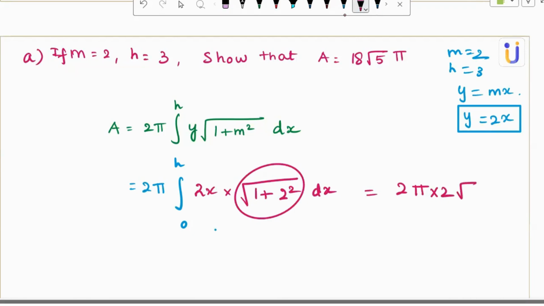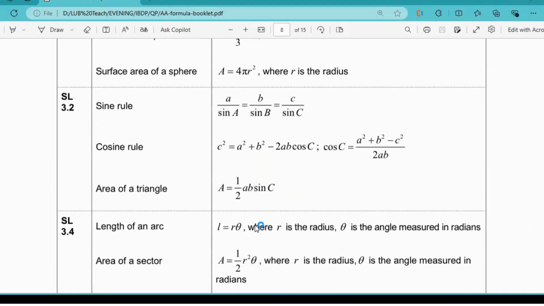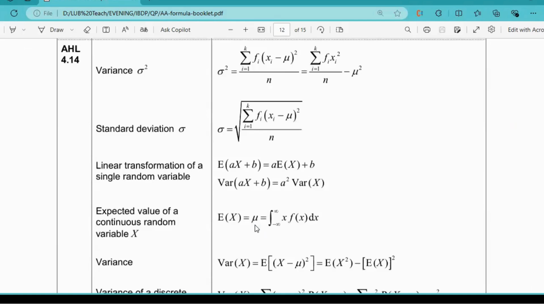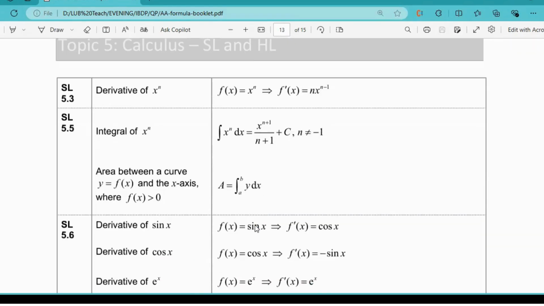When you solve this, it's root 5, so root 5 and 0 to h. We can replace the h too, so 0 to 3, and x dx. It's a very simple integration formula. Let me show you the formula booklet for your reference. Here we go. When you integrate x to the power n, this is the formula we're going to take. For me, it's just x, so we can treat it as x to the power 1. Let's take this formula and switch to the solution page.